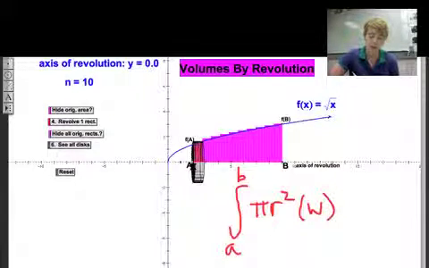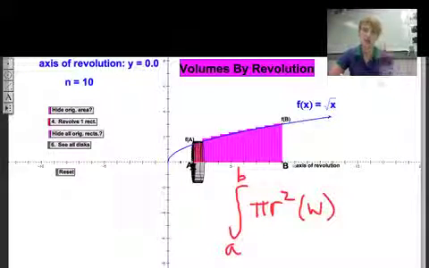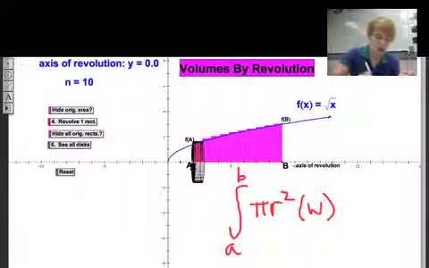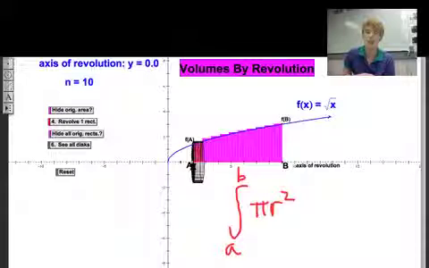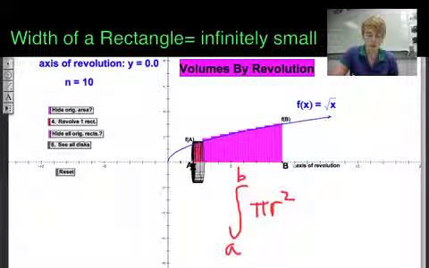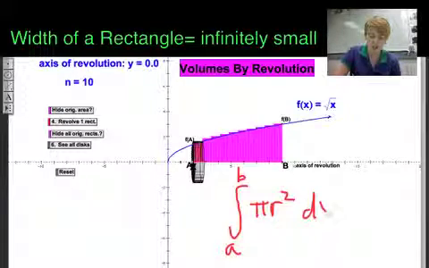I don't really like writing pi r squared times the width, because how wide is each rectangle going to be? Well, it depends on how many rectangles you fit in there. I want to fit infinitely many rectangles. So let's erase this. Let's not write W for width. I don't like that plan. Let's say the width is so skinny we can't even measure it. It's a width of delta x, or I'm going to call it dx.